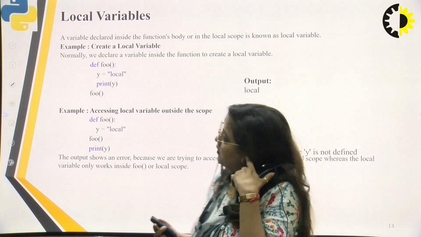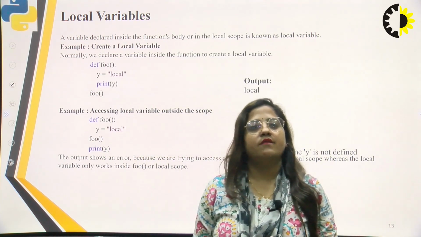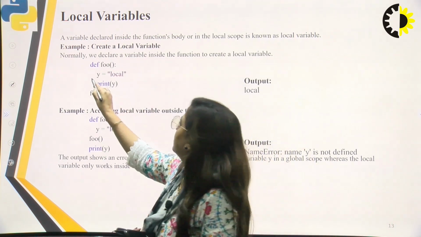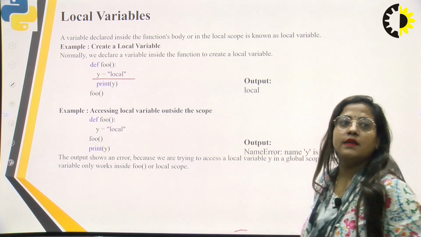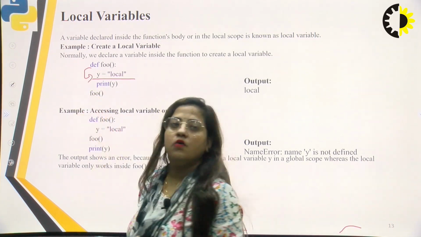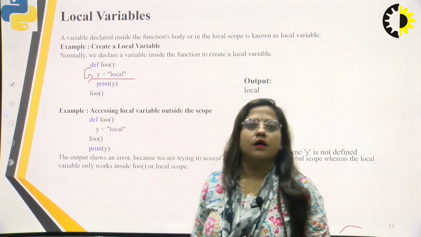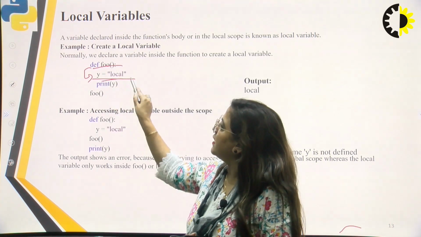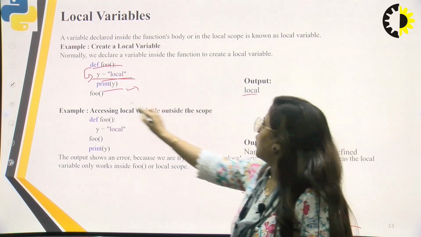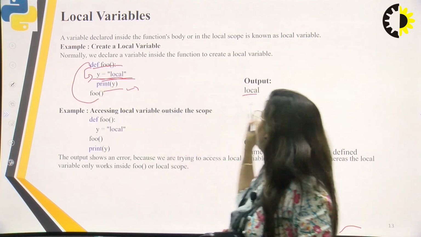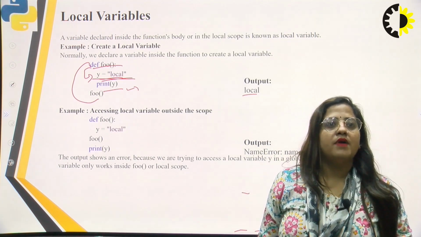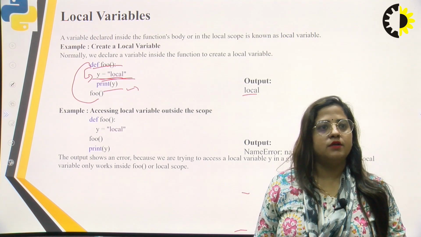Now, a local variable is any variable declared inside the function. Here y equals local, which means y is a variable declared inside a function. Again create a function, assign y as local, and print, so the output is simply local. You just call the function, then check the value in the block. Same thing is this. Now accessing the local variable outside the scope.